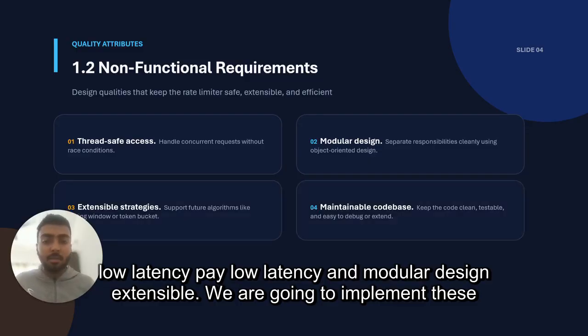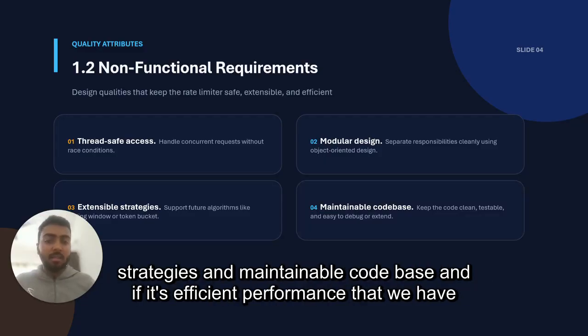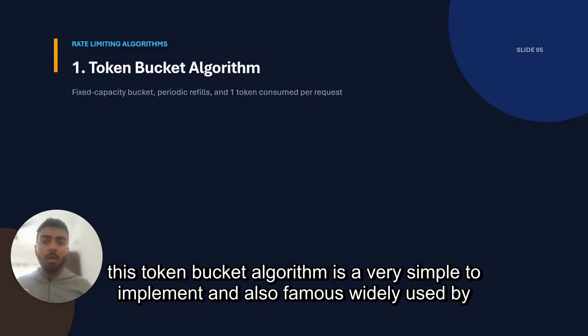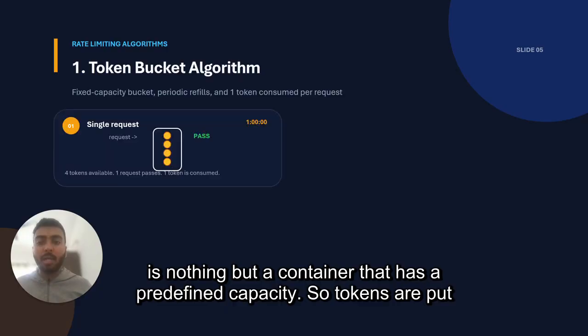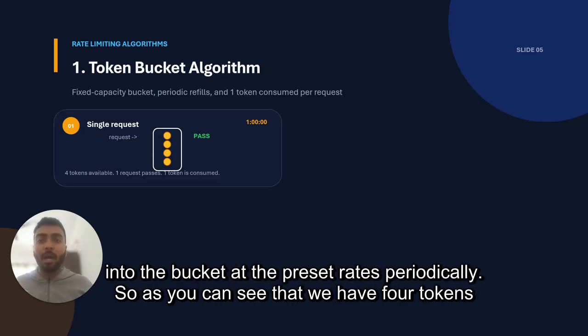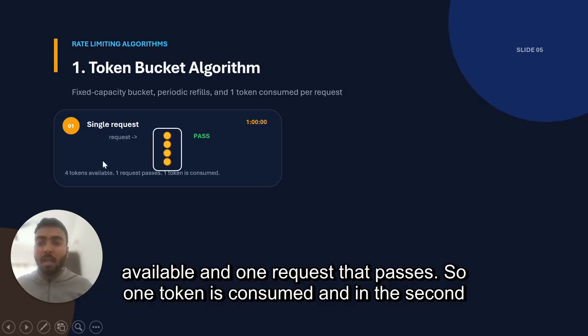And modular design, extensible. We are going to implement these strategies, with a maintainable code base and efficient performance, as we have discussed. The token bucket algorithm is very simple to implement and also famous, widely used by many internet companies, so we are going to implement it in this video. Token bucket is nothing but a container that has a predefined capacity. Tokens are put into the bucket at preset rates periodically. As you can see, we have 4 tokens available and one request passes, so one token is consumed.